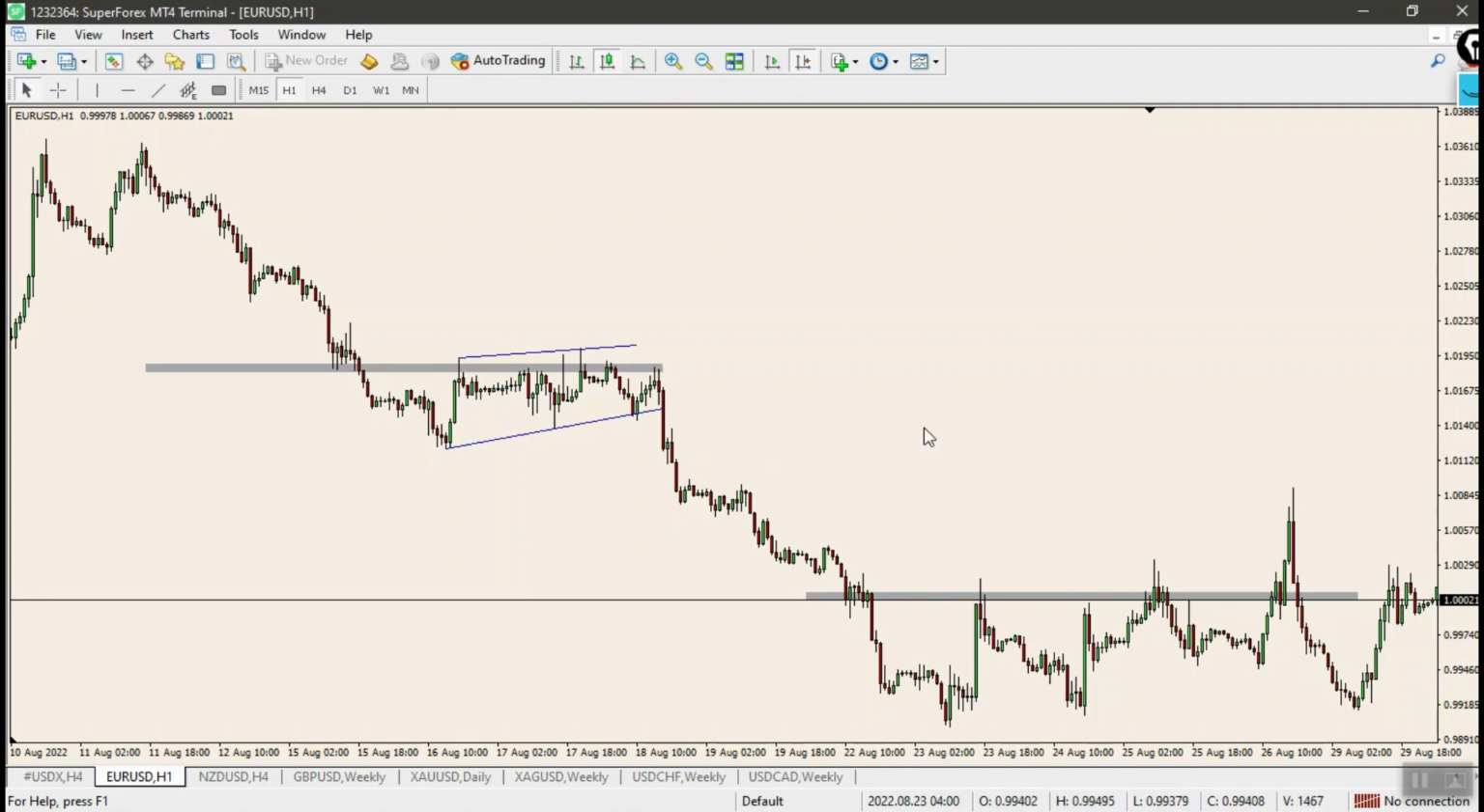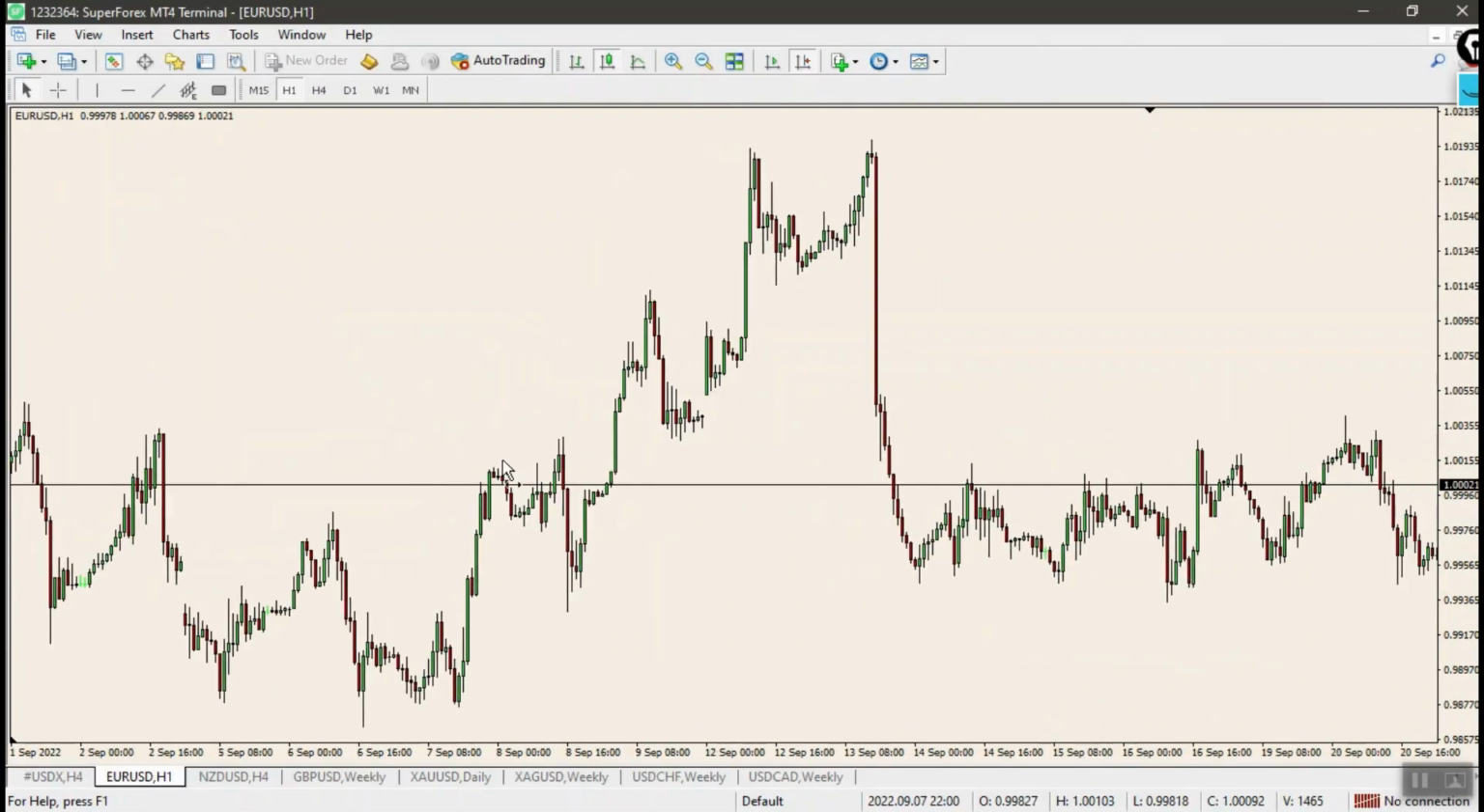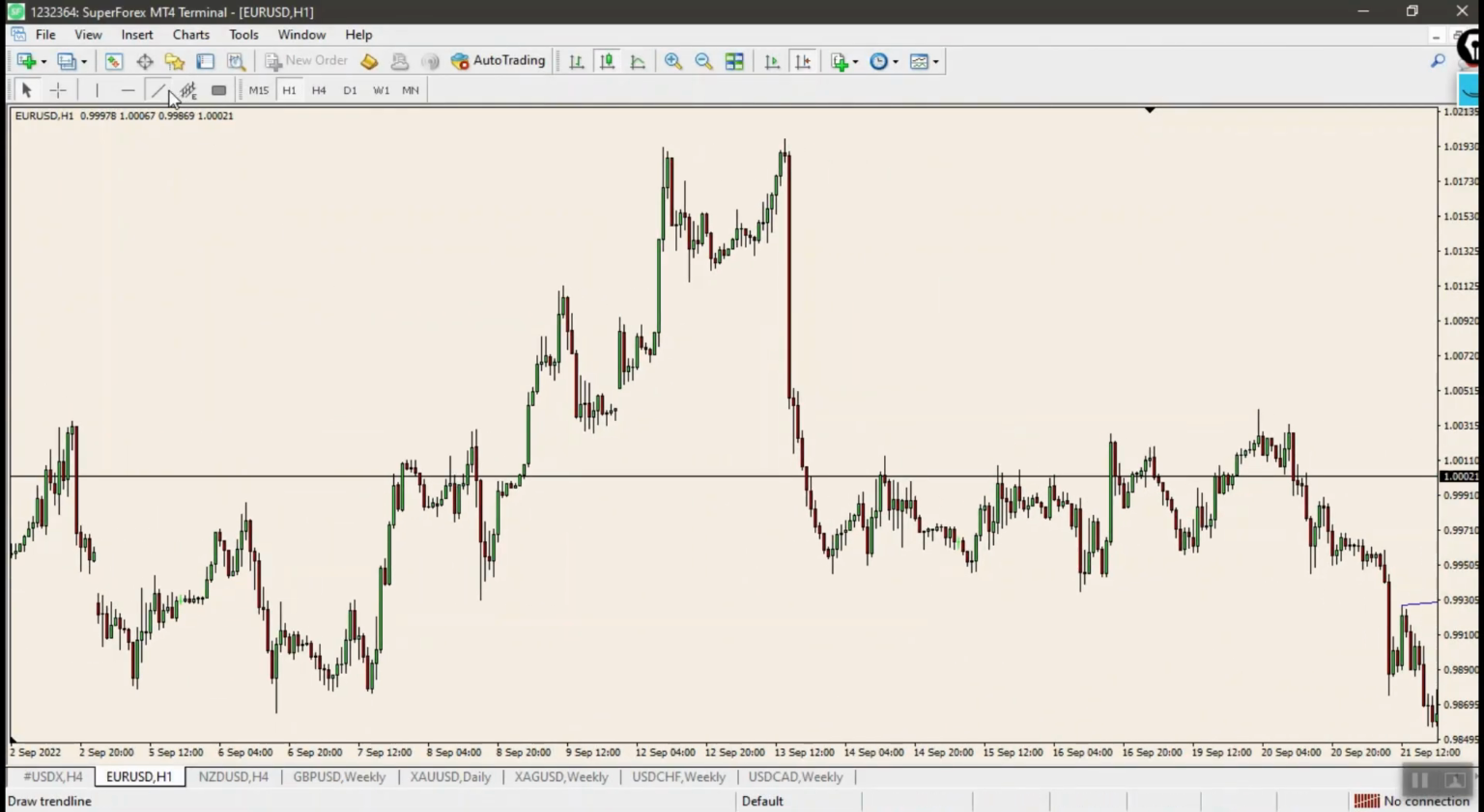Let's move on to the next example for further clarity. In this example, we have something very interesting that takes place here, right? First and foremost, we have this structure that takes place over here, something that goes along the lines of an ascending channel of sorts, right?